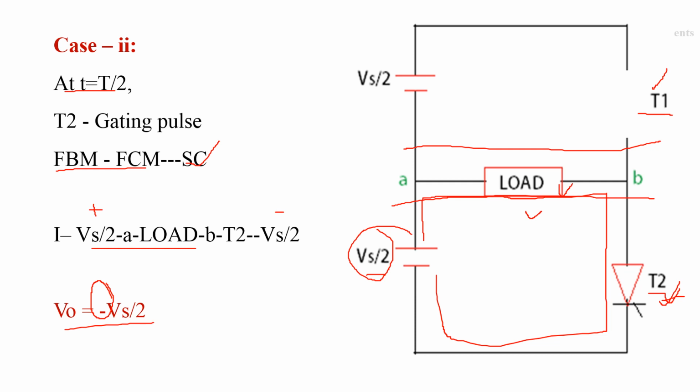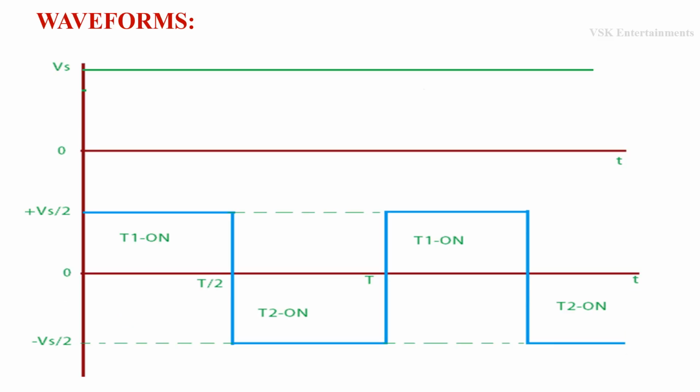Depending upon this analysis, we are going to draw the output voltage waveforms. These are the output waveforms of the hybrid inverter. Here Vs is the input voltage. This input voltage we are going to divide into two halves, that is plus Vs by 2, and here V0 is the output voltage waveform.